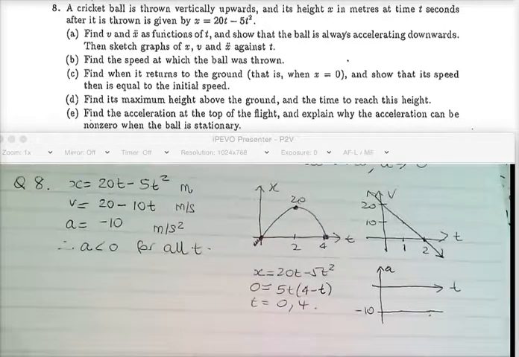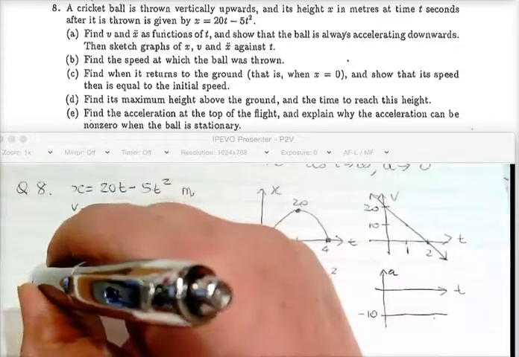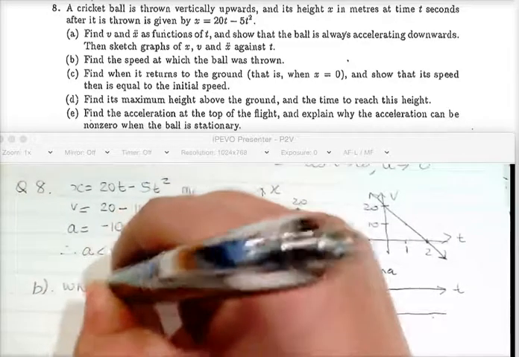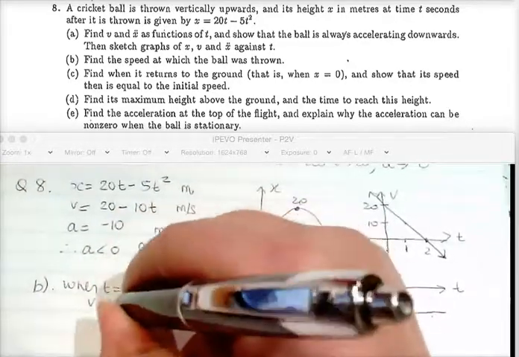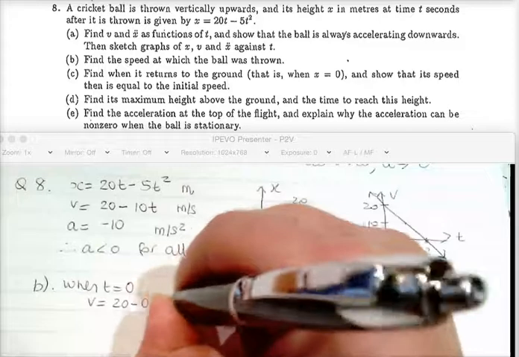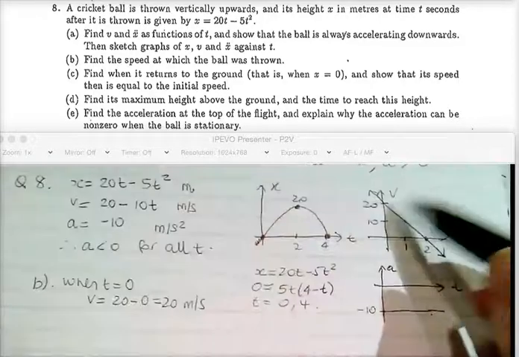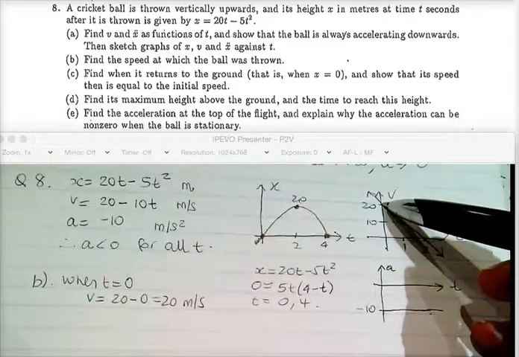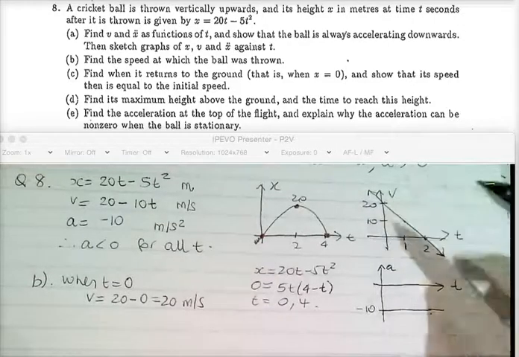Now the speed at which the ball was thrown is part B. These are relatively straightforward. It's just when t equals 0, find v. It's 20 minus 0, which is 20 meters per second. But you know, you can just read that off the graph initially. The ball was thrown with a velocity of 20 meters per second.